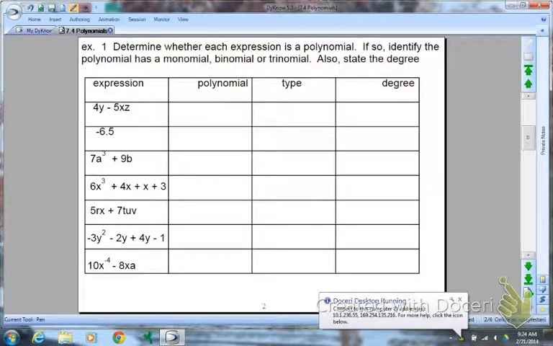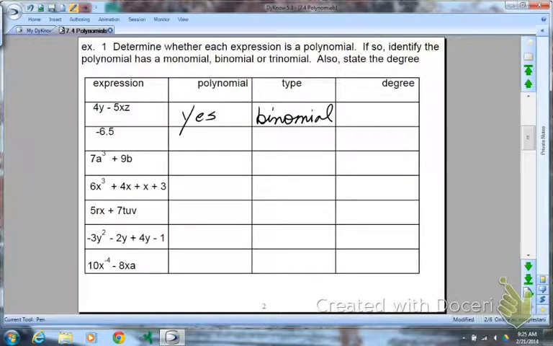Okay, example 1: determine whether each expression is a polynomial. If so, identify the polynomial as a monomial, binomial, or trinomial, and also state the degree. 4y minus 5xz. Is this a polynomial? Yes, it is. And what type is it? Binomial.